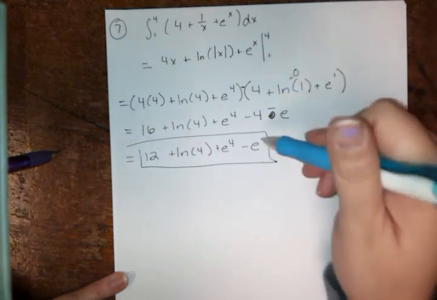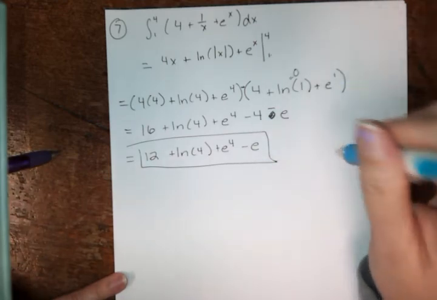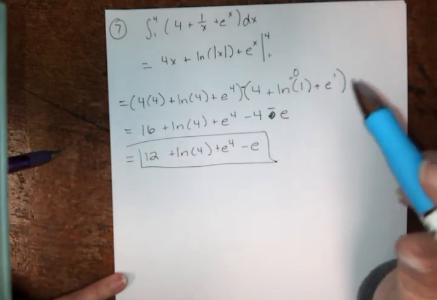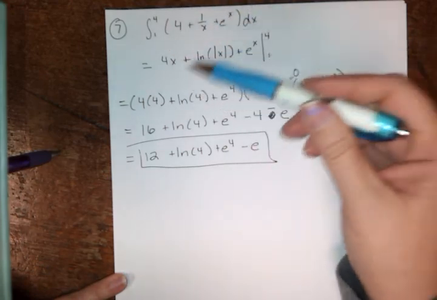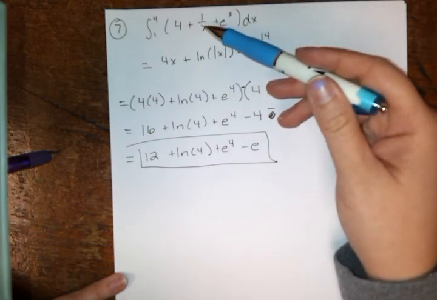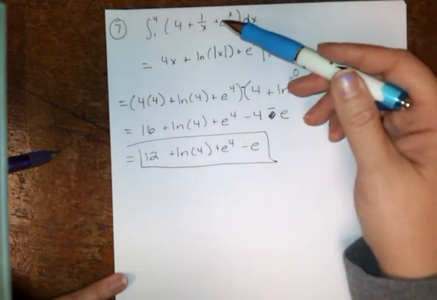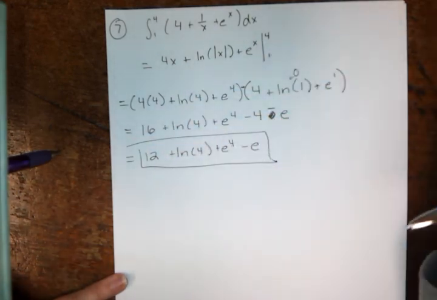So this is not substitution. Pretty much everything else up until this point on this homework has been substitution, but this is not substitution. This is just doing the regular rules that you know how to do to find integrals of things like constants and integrals of things like 1 over x and integrals of things like e to the x. And then plug in, simplify, and you're all set.